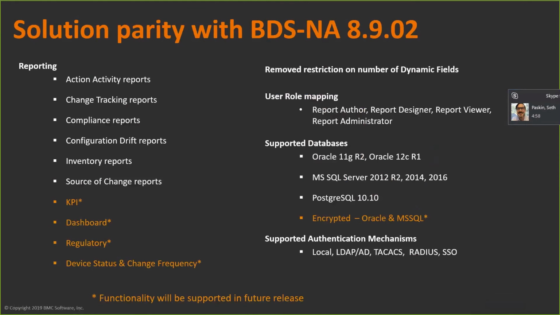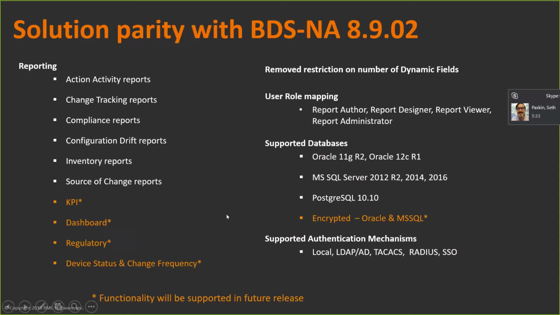Most of the reports which are the core reports for BDSNA and were supported in the past have been added in this release. A few reports such as KPI, dashboard, and regulatory are not part of this release. The release we are talking about is the 19.1 release for TrueSight Network Automation Data Warehouse. The next release, which is going to be 20.02, is going to have feature parity between BDSNA and the newer Smart Reporting solution.